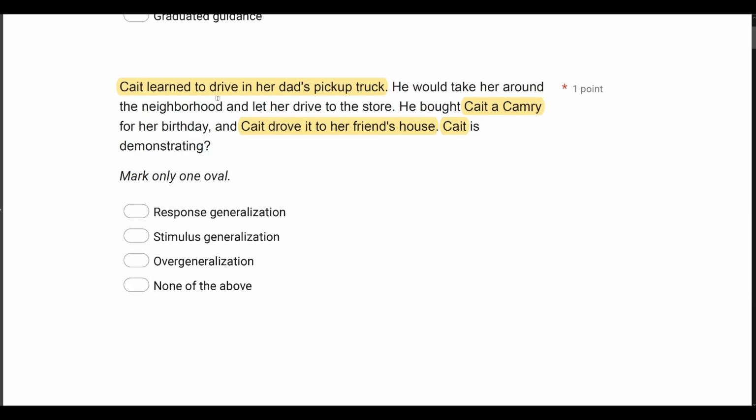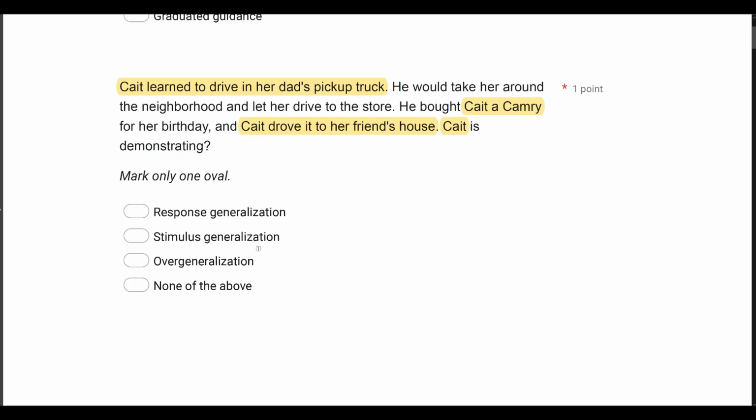We don't have new responses here. She's still driving, right? She's still engaging in the response and the behavior of driving, but she's able to drive not only a pickup truck, but also a Camry. So she's generalized across stimuli. She learned to drive in a pickup truck. She can now drive a Camry. I'm sure if you gave her a Suburban, she could drive a Suburban. If you gave her a mini SUV, she could drive a mini SUV, so on and so forth. That response is able to generalize across these different stimuli.